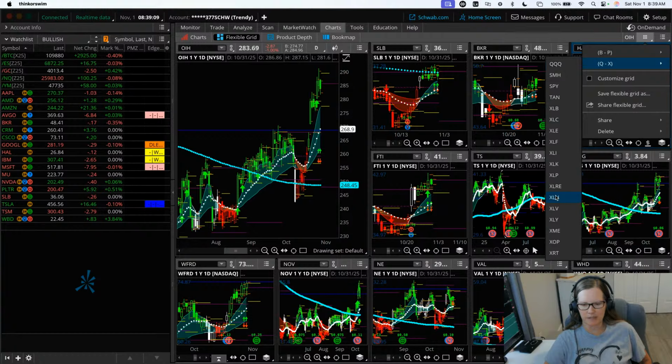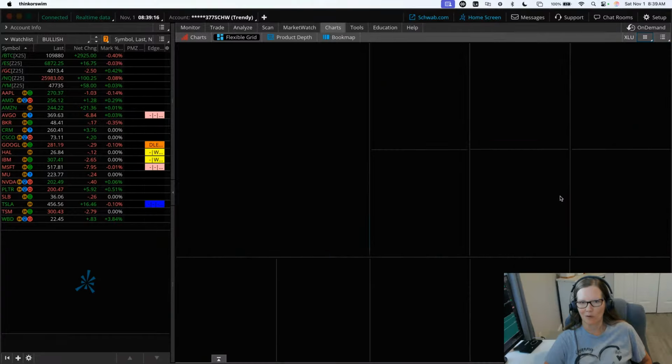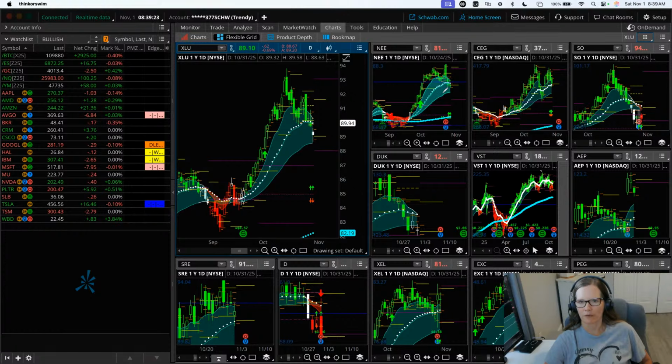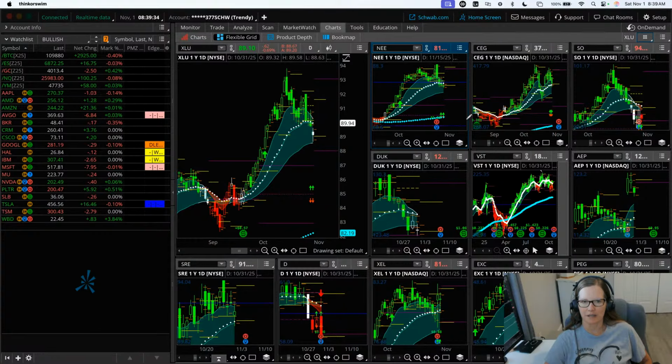XLU is relatively strong across most of the time frames except for this last week. Well, I need to see a little bit of weakness in order for me to want to trade these names. So if I look at NEE, this is my favorite of the utility sector to trade. And I can look to the left and see the candlestick structure and see where that buy zone would be for me. It's kind of at the bottom of this daily cloud.